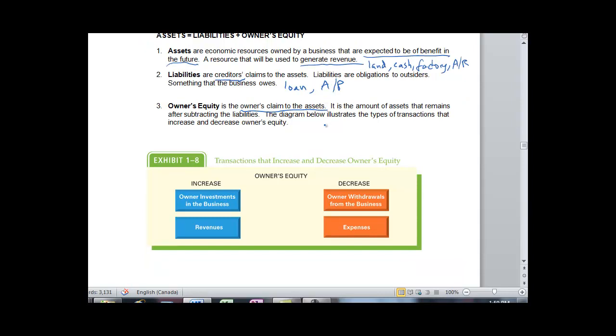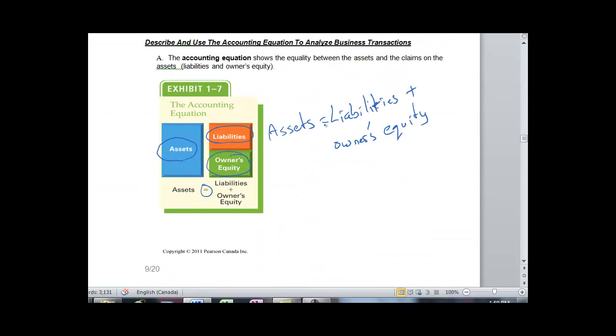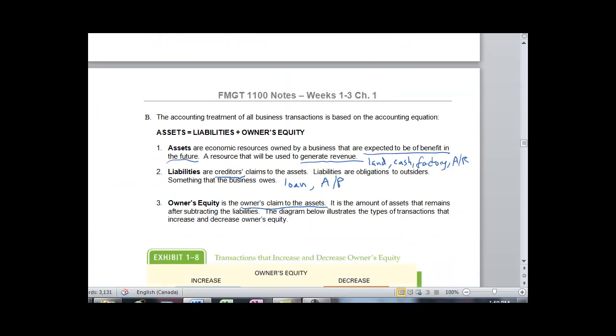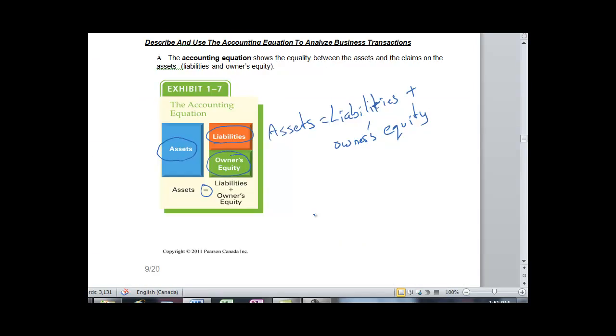So if we go back to the diagram we have here, the business has a bunch of assets. It owes some financial obligations, liabilities, and it's going to, in theory, or could, if required, use some of these assets to pay off all of the liabilities. Whatever's left over after that's done belongs to the owner. And so that's why we say that owner's equity is the owner's claim to the assets. It's equal to the amount of assets that remains after all the liabilities are subtracted. So again, if you think back to our diagram up here, you can see the representation visually: assets are equal to the sum of liabilities and owner's equity.